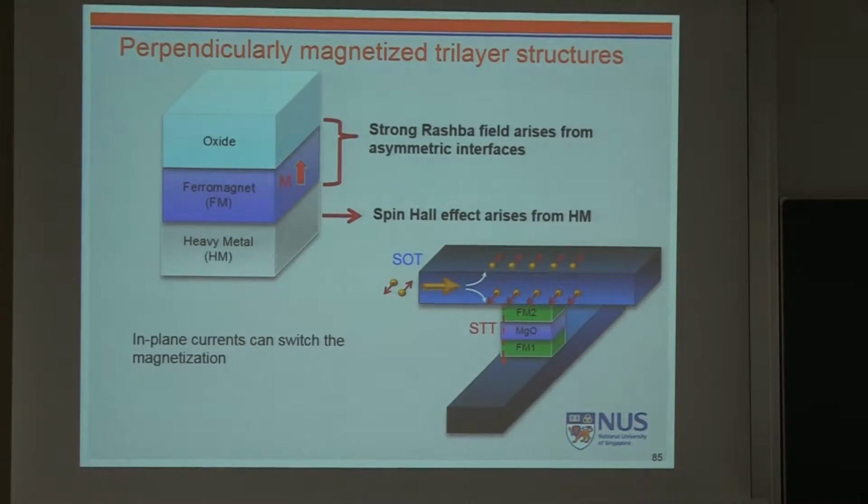So there is some controversy about what the underlying physics is, whether it's coming from the Rashba effect or from the spin-Hall effect from the bulk of the heavy metal. A lot of papers are coming out every day. But what is clear is this effect is so strong that we can utilize it for real memory applications.